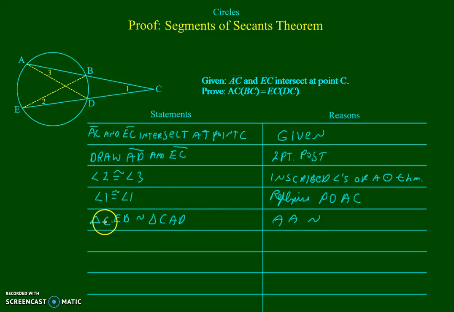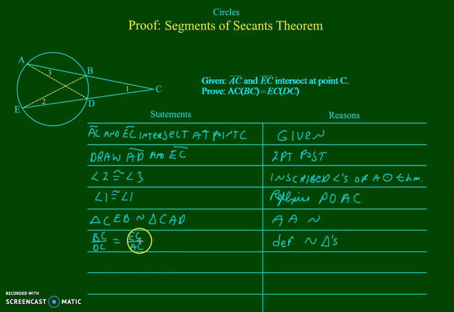Now we can use this similarity statement to come up with the proportion that's going to give us this product relationship here. And if we start out with AC on one side, we should be able to come up with a relationship. So let's draw in that proportion and see where it goes. So I started out with BC here. BC in this triangle corresponds to CD in that triangle. Coming back to this one, EC in this triangle corresponds to AC in that triangle.